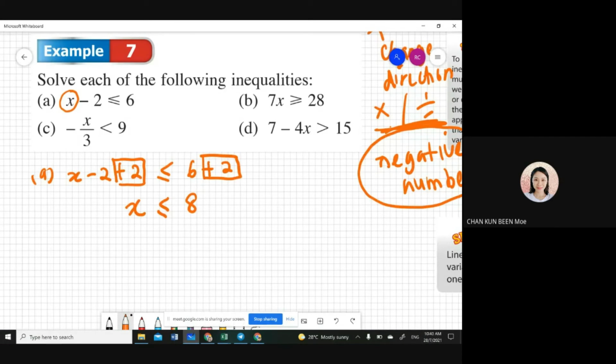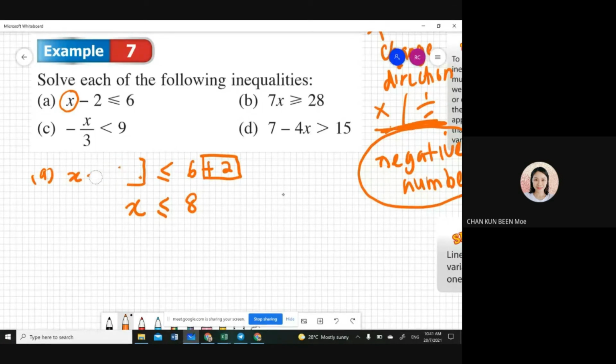Okay, this is just to let you know how to solve the problem. Like the linear equation, when we want to eliminate the negative 2, we plus 2. When we want to get rid of 7 here, we divide by 7. When we want to get rid of the negative 3 here, we multiply by negative 3. But I don't want you to solve it that way, because it's very troublesome. You have to do it on both sides. You just need to know you need to do it on both sides, but in real life, we are not going to do it like this.